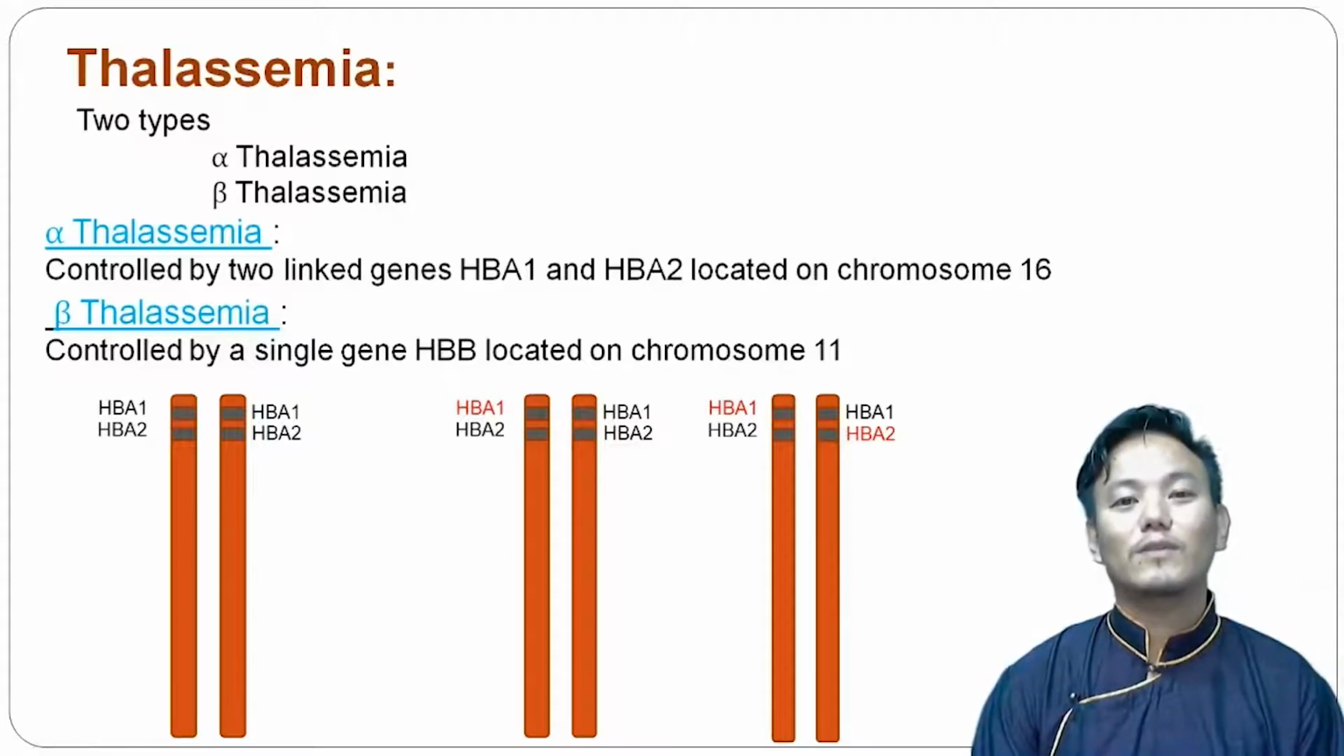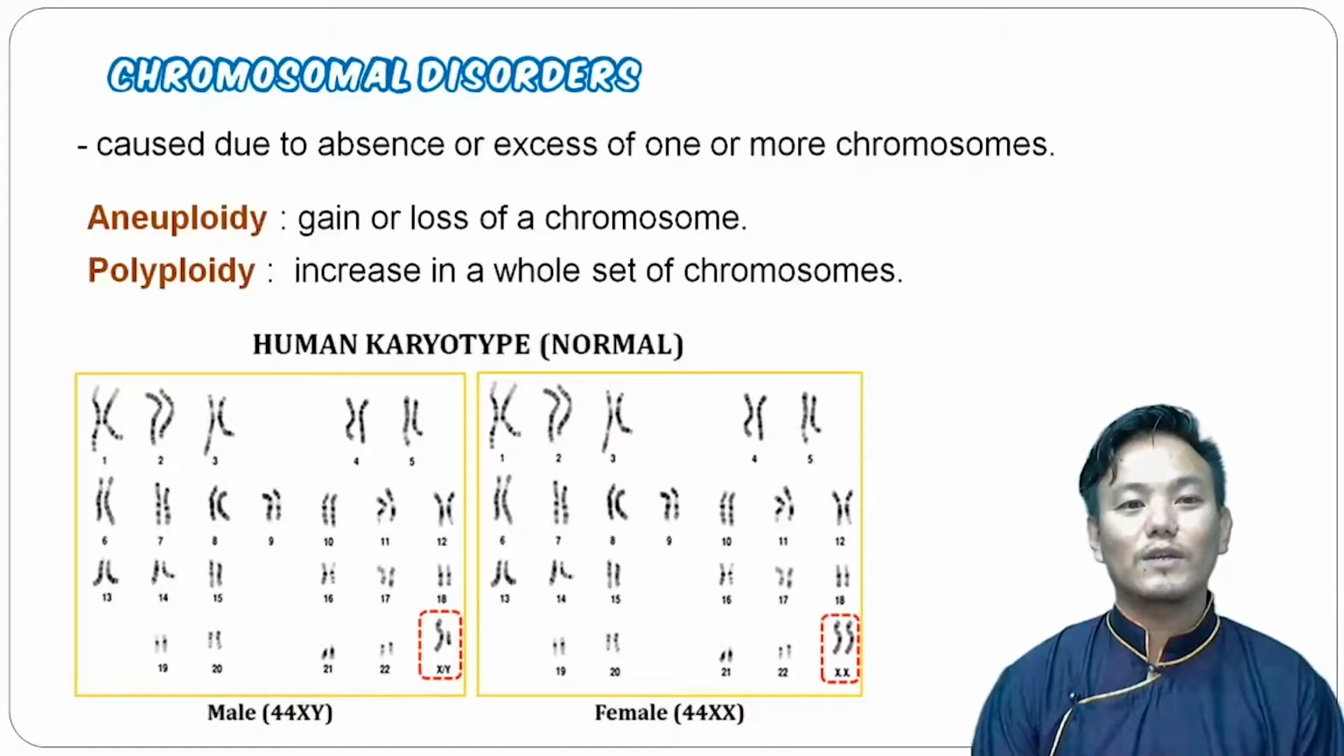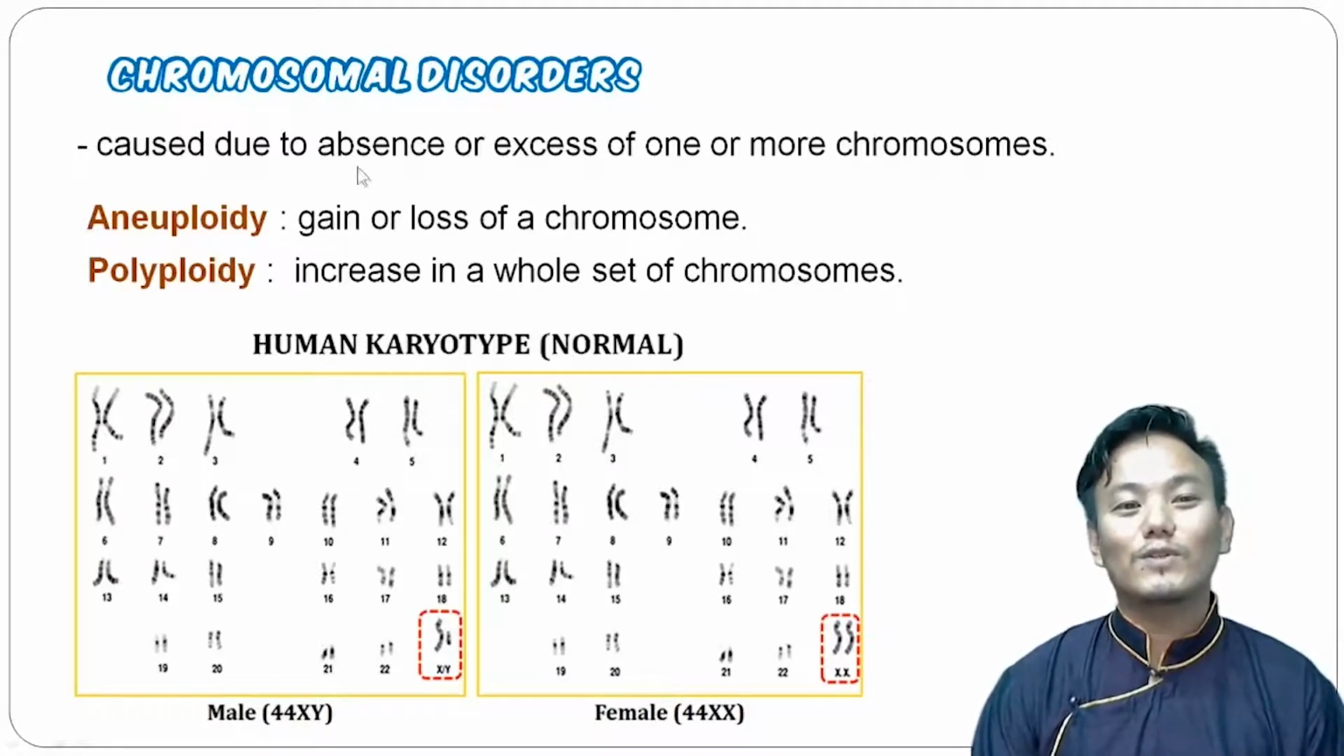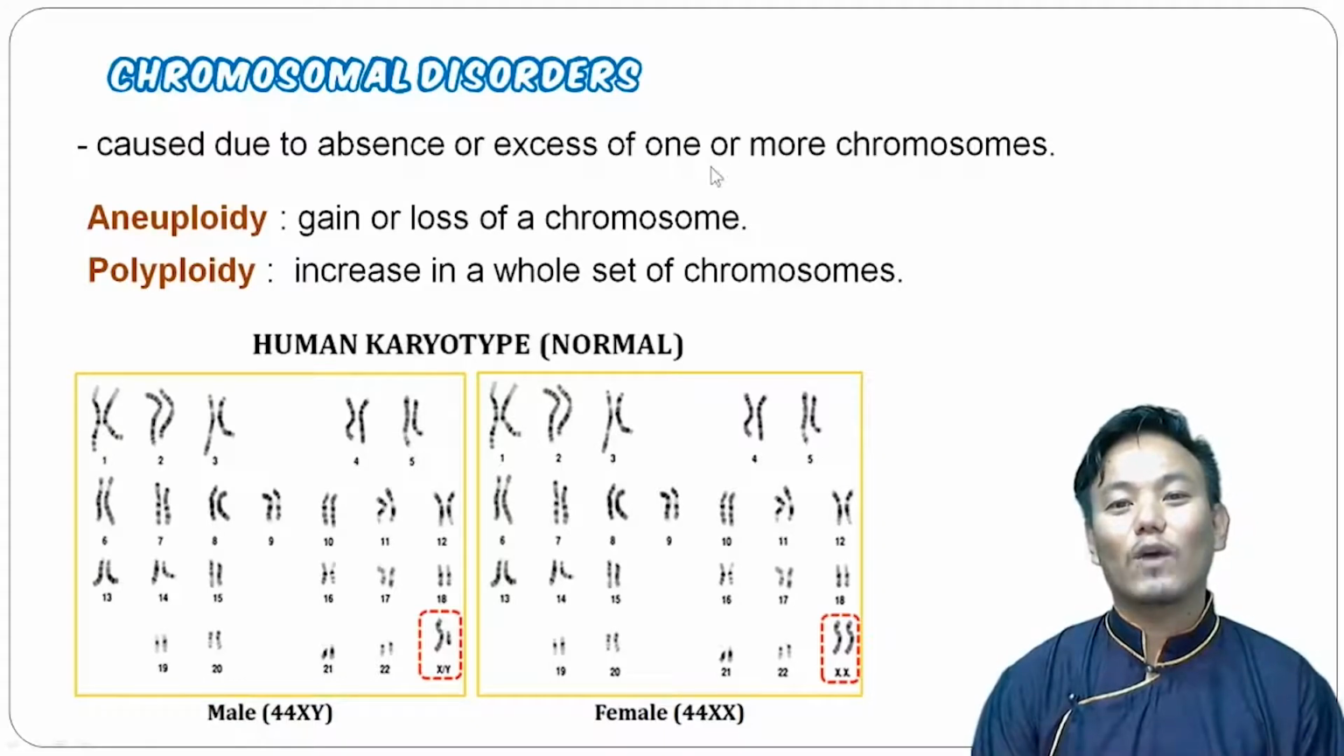So that is about thalassemia. Now next we will talk about chromosomal disorders. Chromosomal disorders are caused due to absence or excess of one or more chromosomes. So there are two types of chromosomal disorders. First one is aneuploidy, and then second one is polyploidy.